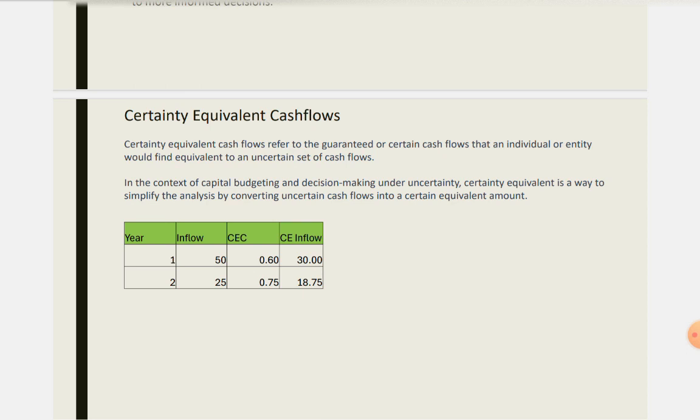Again, how do you arrive at 0.6? You probably have to use varying degrees of, let's say, market demand studies, production outputs, all that would impact something like a CE coefficient. And so the idea here is to discount the cash flow by the certainty equivalent coefficient to get a much more conservative estimate of what your inflow is.